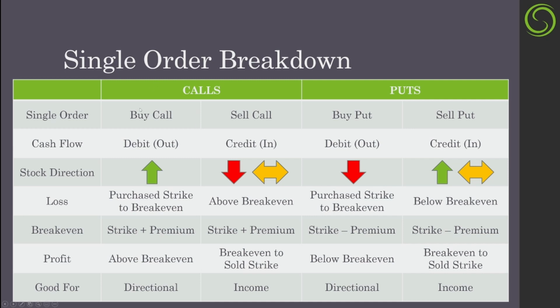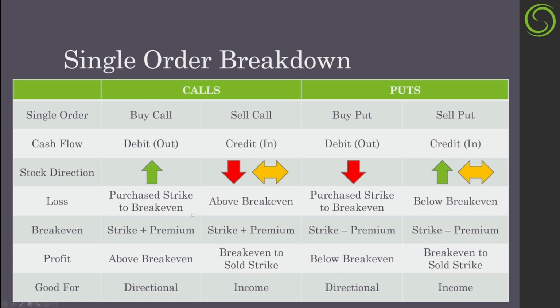Okay, so we can buy a call, right? And the cash flow impact of that is going to be a debit, or outgoing cash flow. So we're going to pay for this position. If the position costs $50, you're going to pay $50. So that's cash going out. Now, what you are wanting when you buy a call is you want the stock to go up, and you want it to go up at a rapid pace.